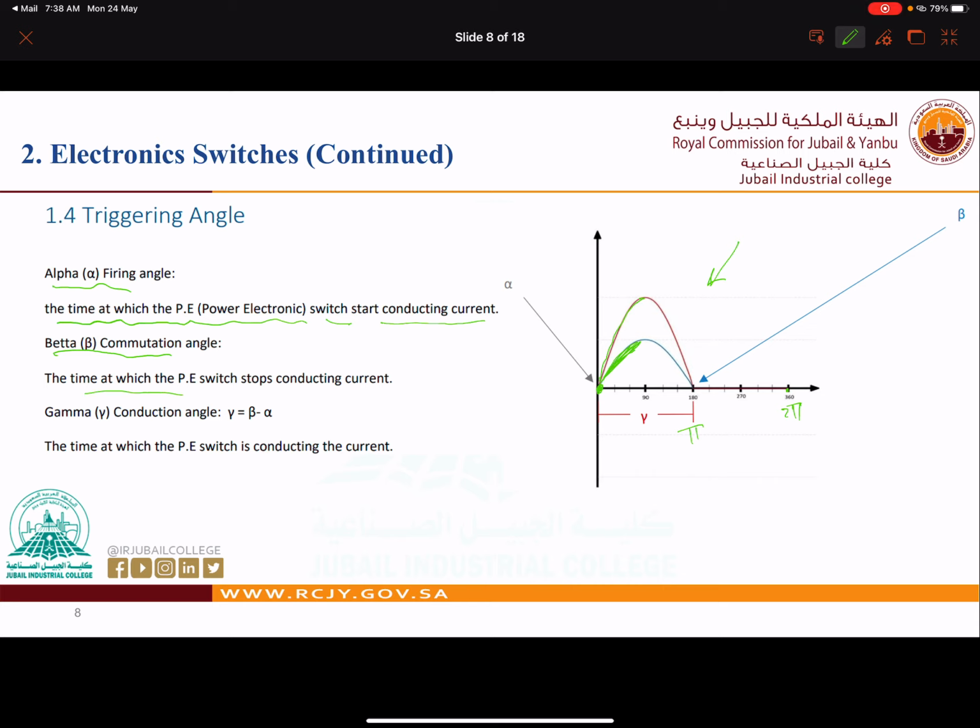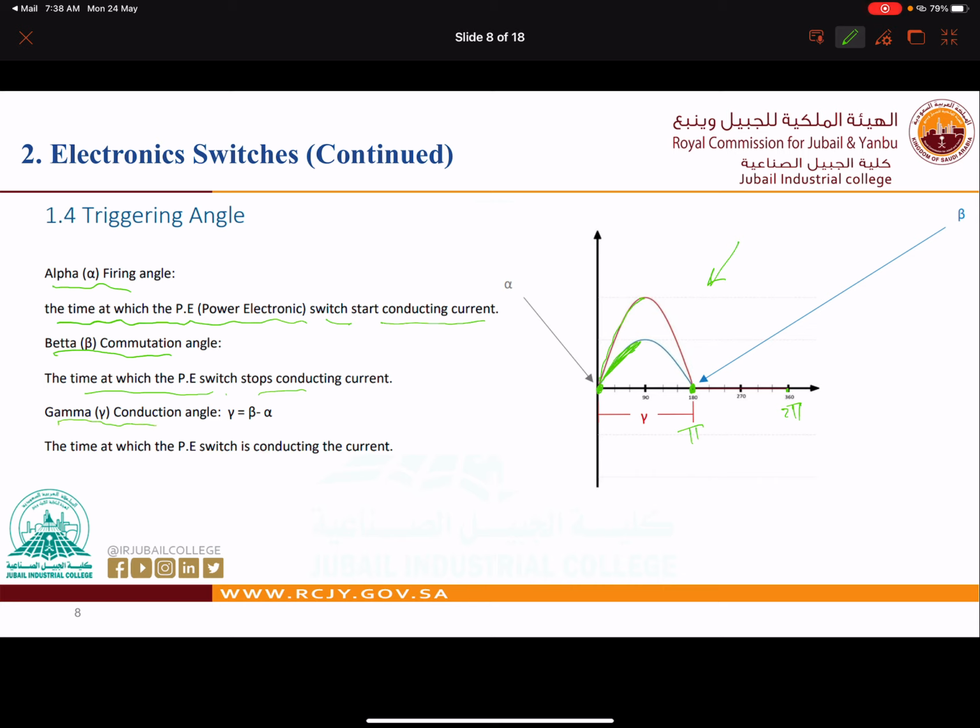Now, beta is the commutation angle. It is the time at which the power electronic switch stops conducting. So the switch stops conducting here, at 180, which is beta in this case. Okay, pi in this case, sorry. So this is beta.